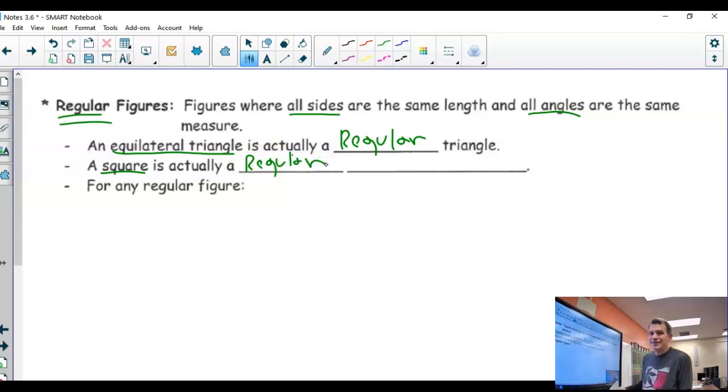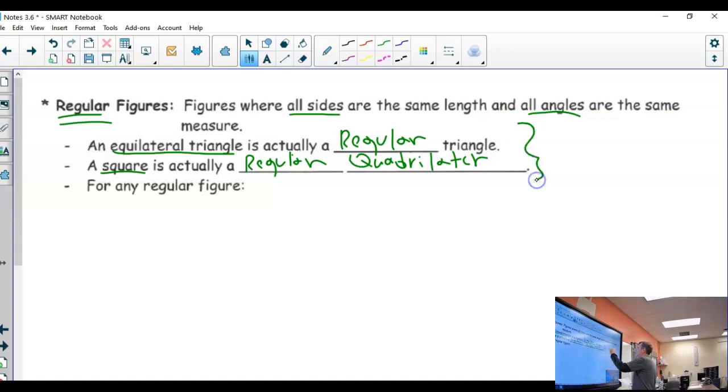Do you guys know what I'm going to put here? A regular what? It is a regular quadrilateral. A quadrilateral is just a shape with 4 sides. So nobody would call a square a regular quadrilateral, but that is actually what it is, because it's regular: all 4 sides and all 4 angles are equal to each other.